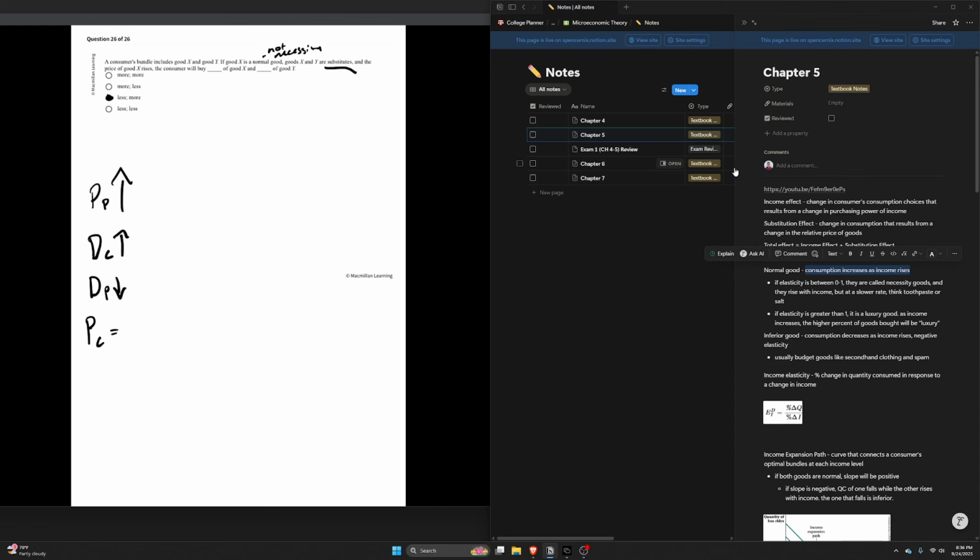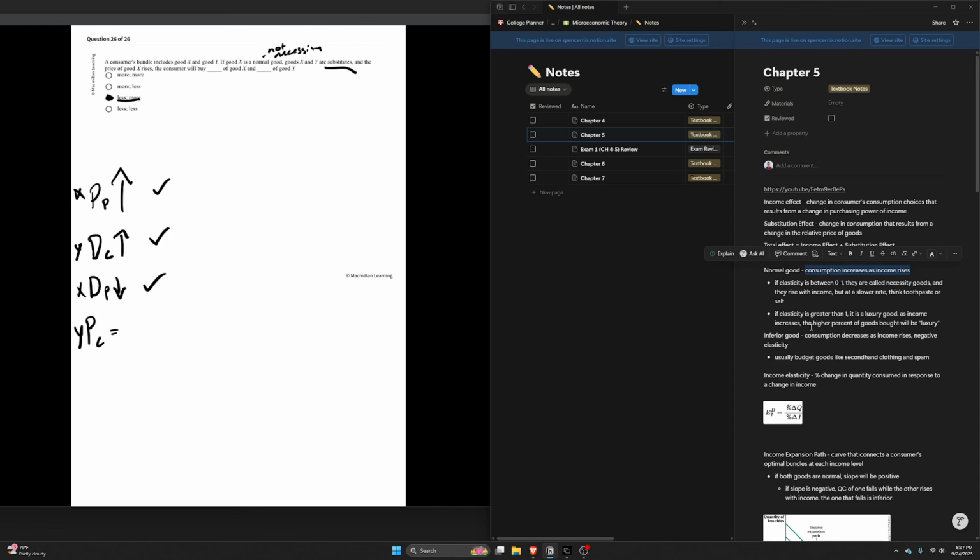There we go. All right, so if the price of good X rises, let's say this is X, and this is X, and this is Y, and this is Y. If the price of X rises, the consumer will buy how much of good X? The quantity demanded of X will be lower, and it will buy more of good Y. That makes sense? So less, more. All right.